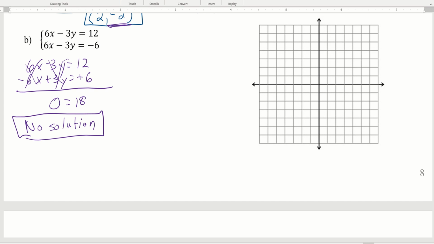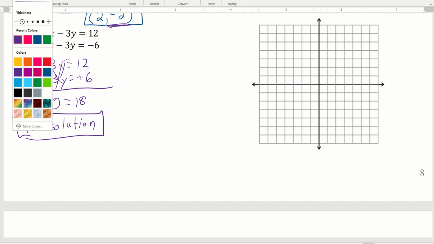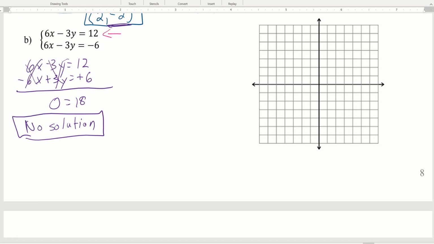If I come back and graph both of these, this top one, you can do either way. I kind of like doing it from standard form, but either way works well for these. So for my x-intercept, that means that y goes away. And so I'm left with 6x is equal to 12. So x is equal to 2.